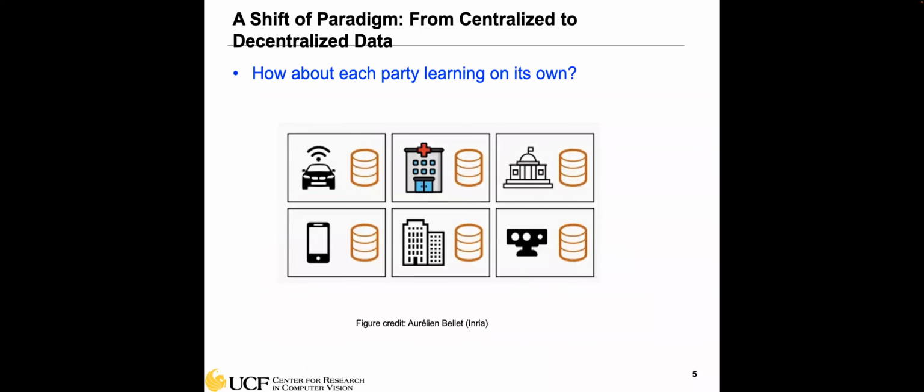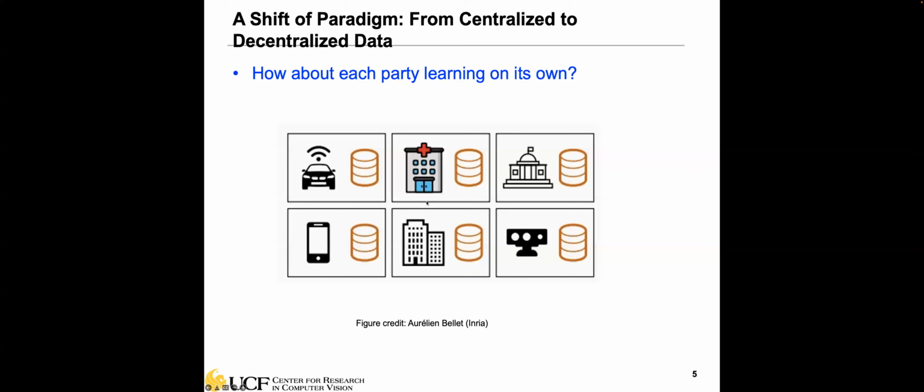So to address this issue, maybe one can easily think of how about we go from centralized to decentralized data. Each of the clients or each party will just learn based on its own data. So for example, let's say I have a smart car or smartphone. Instead of sending the data to the cloud to harness this kind of big data knowledge, I will just train the model based on the data I have on my local device.